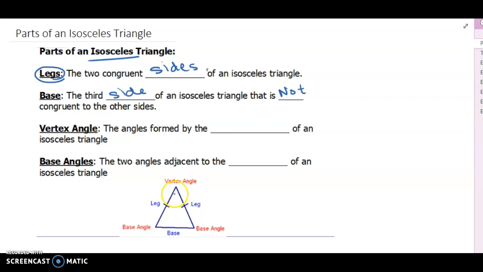The vertex angle is the angle formed by the legs of an isosceles triangle. And then the base angles are the two angles adjacent to the base. So they're on the sides of the base. Here's a base angle, here's a base angle. So this is the general anatomy of an isosceles triangle.